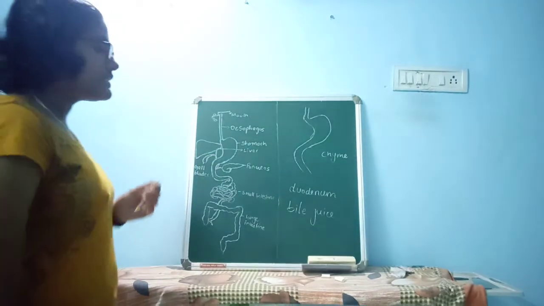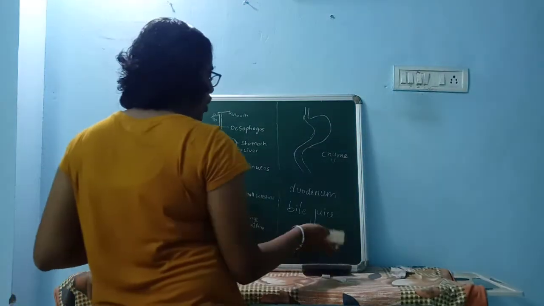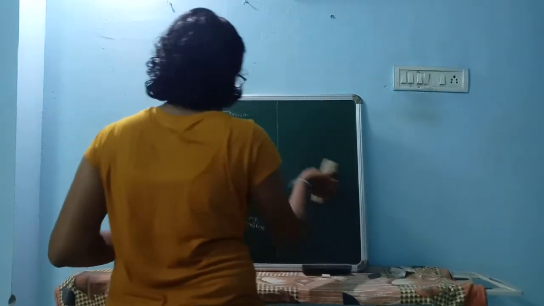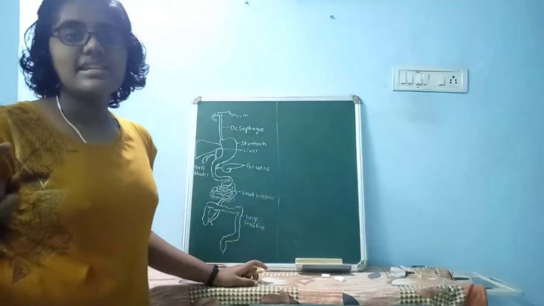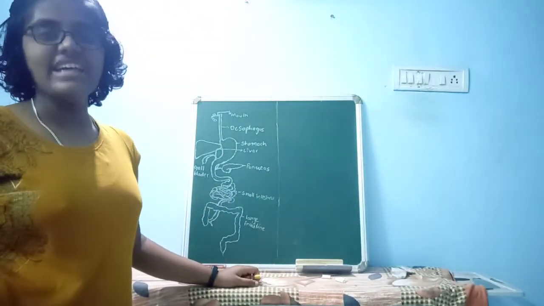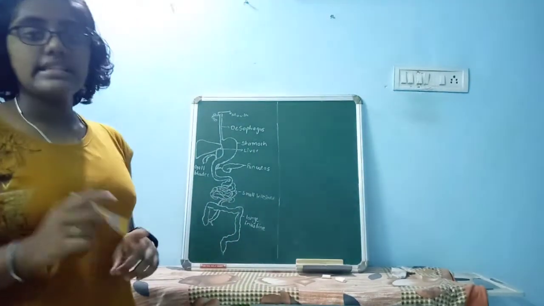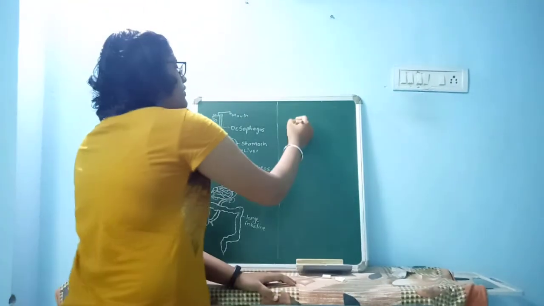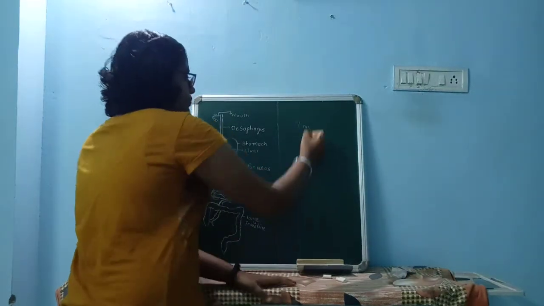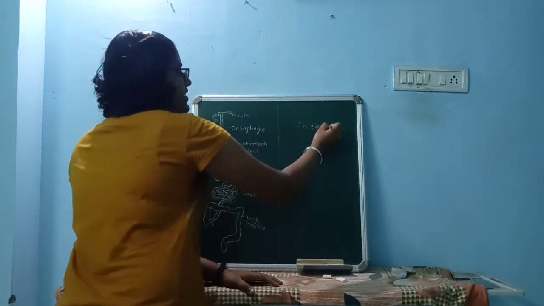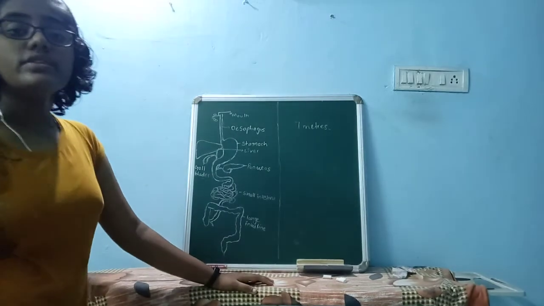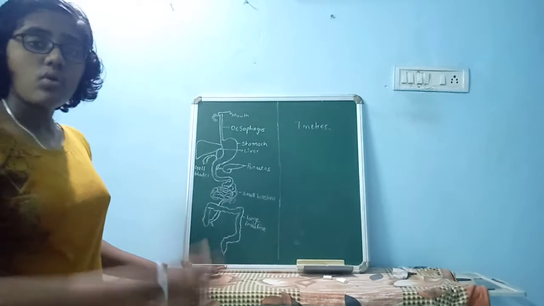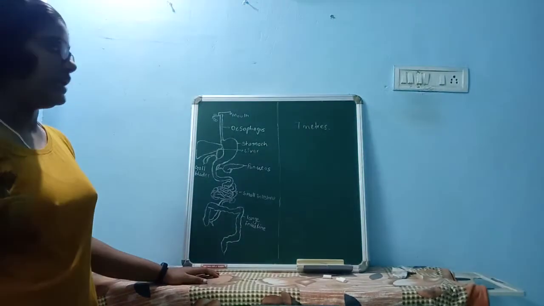Small intestine is nothing but a long coiled tube present in the body. We can see the longest part of our body is the small intestine. It is of 7 meters. This small intestine is of 7 meters. So this is the longest part of our body.